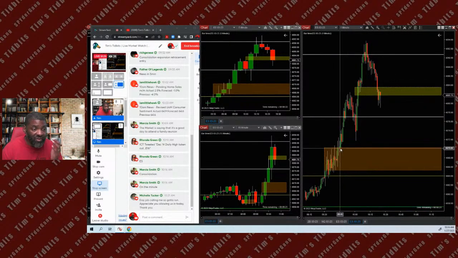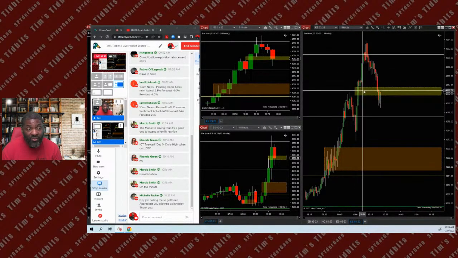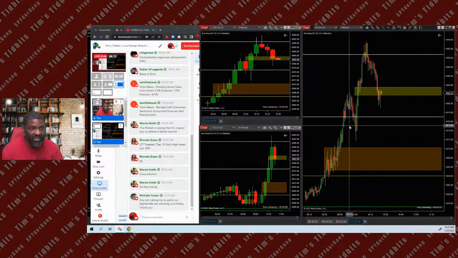That's why I like to identify my breakers and my mitigation blocks on higher time frames. I identify them on a lower time frame too, but I just don't like looking for them inside consolidation. When it's inside consolidation, I don't try to pick out the breakers and the order blocks. I just try to pick them out at the ends of price legs. That's where I look for them.